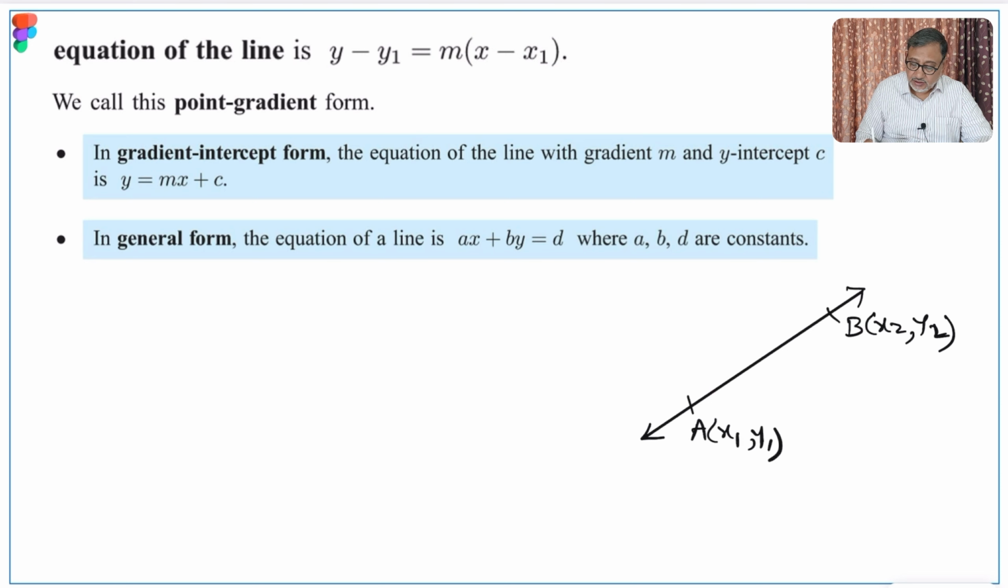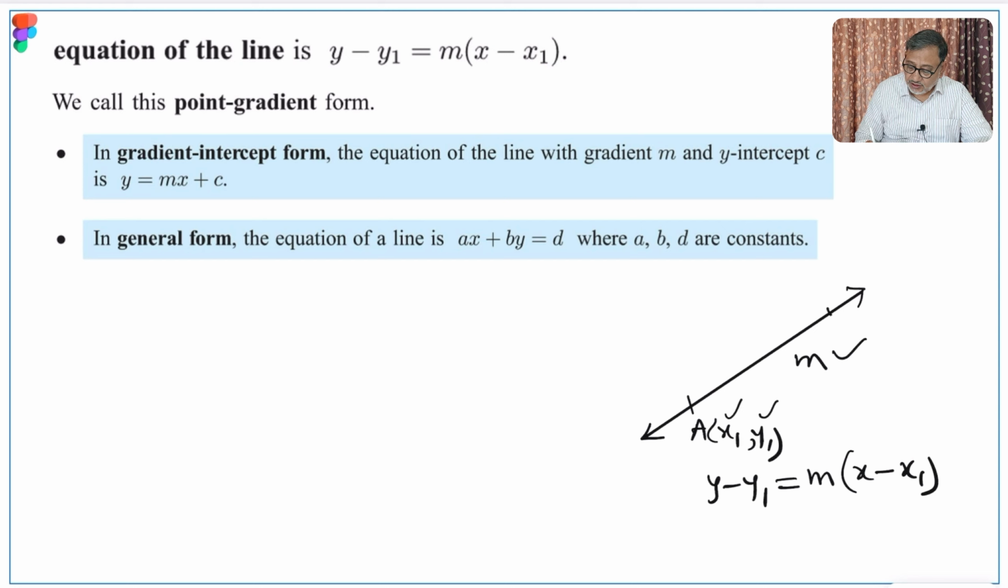then either you should have 1 point or you can have 2 points. So suppose you have only 1 point, and you have the gradient. I'll show you this one later on. Then the equation of this line is y minus y1, the y coordinate of the given point, is equal to m, the gradient of the line, into x minus x1, the x coordinate of the given point. Like this you get the equation of a line.